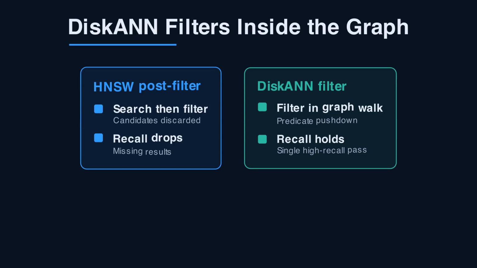HNSW post filters and recall drops. DiskANN filters in graph and recall holds. That single pass predicate pushdown is the real reason to run retrieval here. It's the difference between correct results and quietly wrong ones.